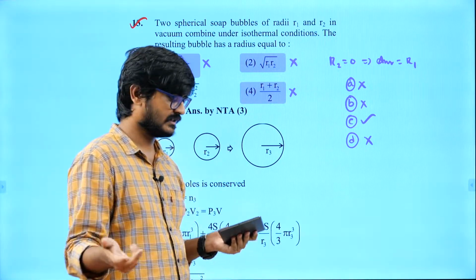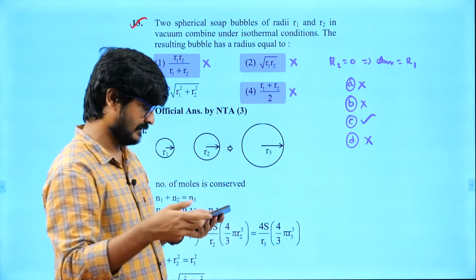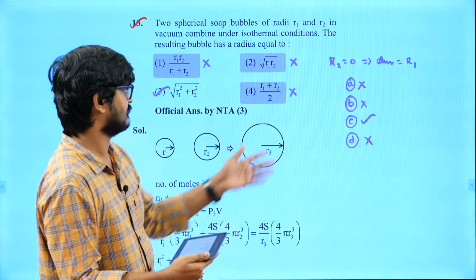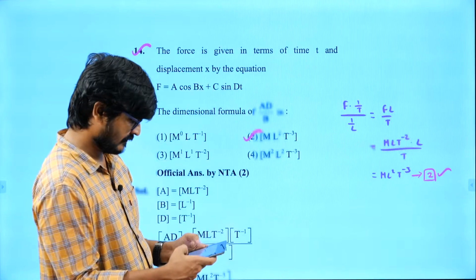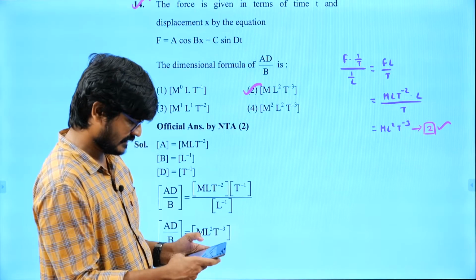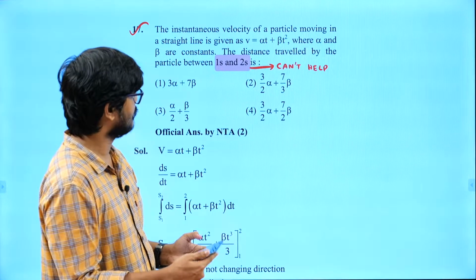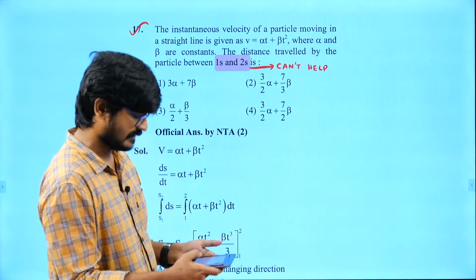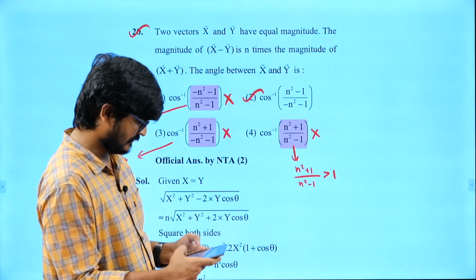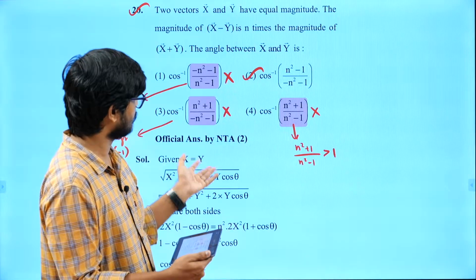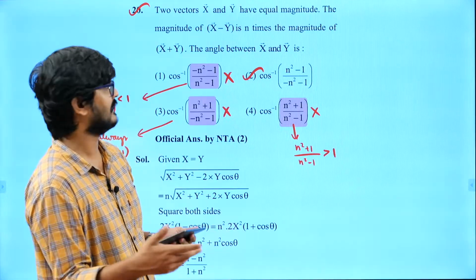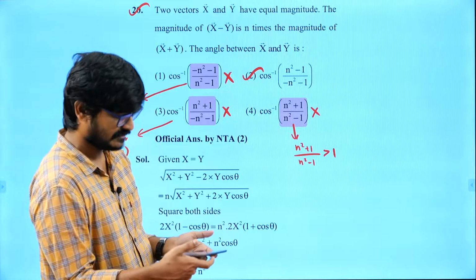So if one bubble is not there, then the final radius of the first bubble will be the same as its own radius. From there I can eliminate two options. Now the next one, by dimension analysis I can get the right answer. The next one I can't do much because I need to substitute values, all 1 and 2. The next one I checked the cos inverse must be, the value inside this must lie between -1 to +1 and so on.